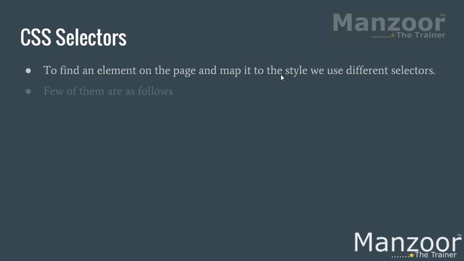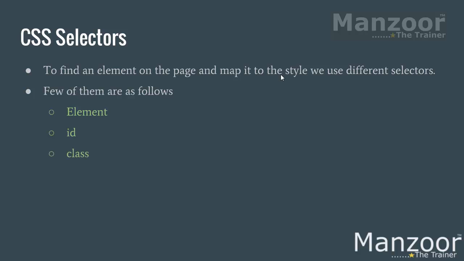We use different selectors. Few of them are as follows. First is element selector. So till now whatever we have seen, it was an element selector, so it will select div tag. Another is ID. With the help of ID I can select that particular element and apply style. So I can define style using ID. So any element which has that ID will get that style, whether the element could be a text box, a paragraph tag, or a drop down list, whatever it may be, whichever has that particular ID will get that style.